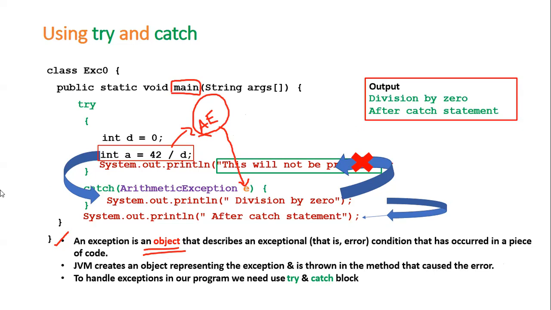Whenever an exception occurs, this exception needs to be handled. How can we handle an exception? In order to handle an exception, we need to use the try and catch block. Just now we have illustrated this.